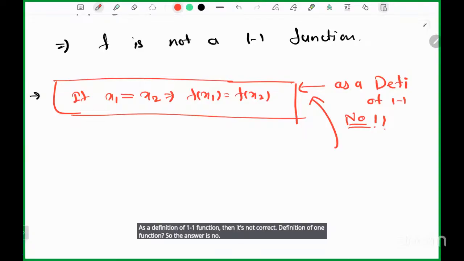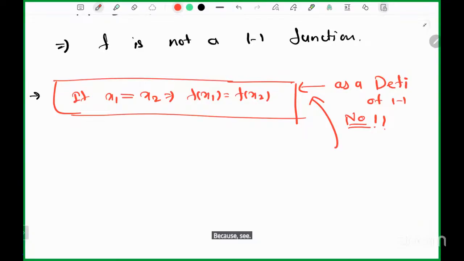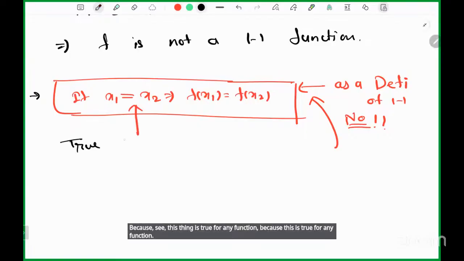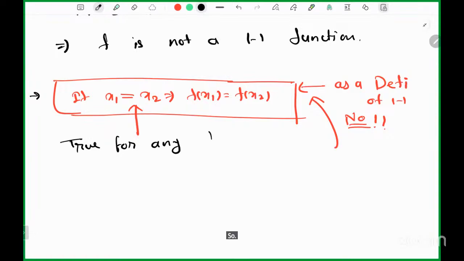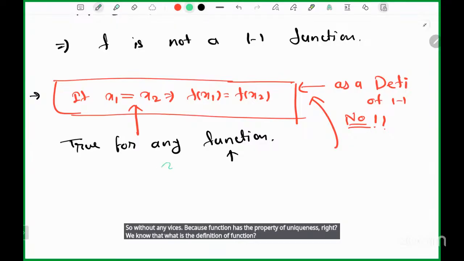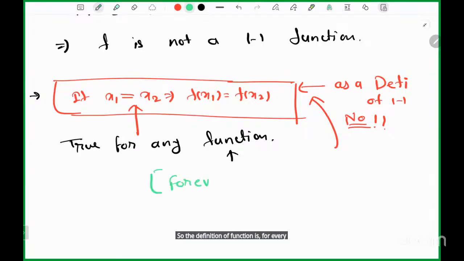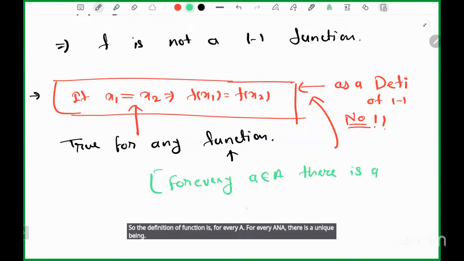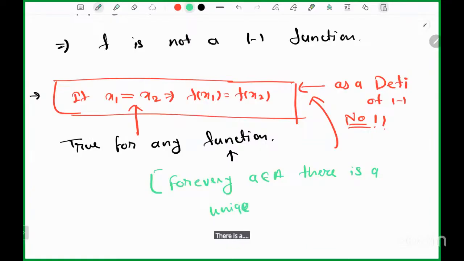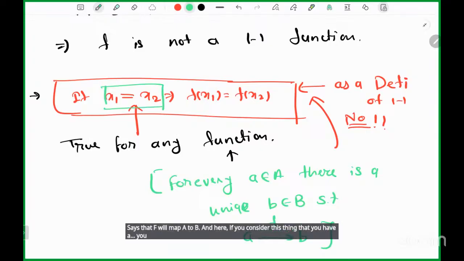Why is it not a definition of a 1-1 function? Because this thing is true for any function, because a function has the property of uniqueness. We know that. What is the definition of a function? The definition of a function is: for every a in A, there is a unique b in B such that f maps A to B. And here, if you have taken one input, then obviously for that one input you will always get one single output.